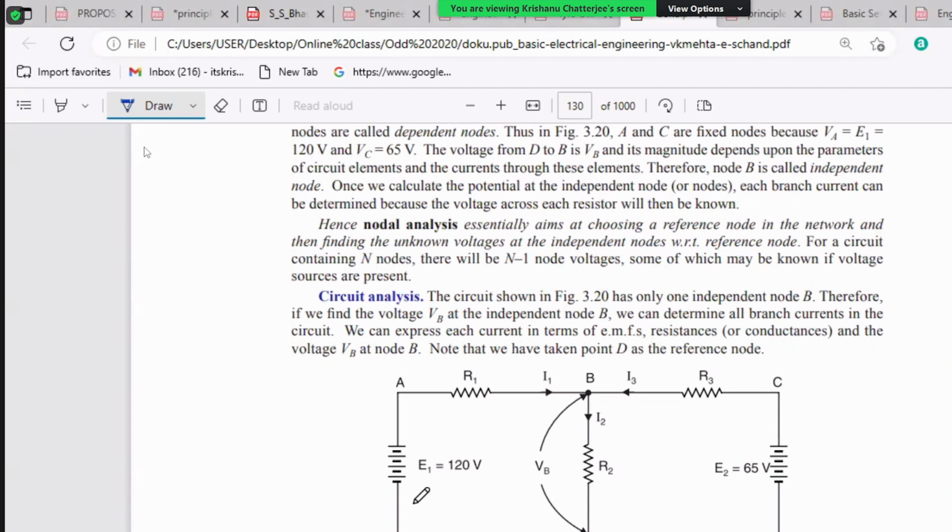in this loop you have one battery source E1, and in this loop you have one battery source E2. You have three resistances R1, R2, and R3, and we're just assuming some currents are flowing. So this is I1, this is I2, and this is I3. Okay, fine.